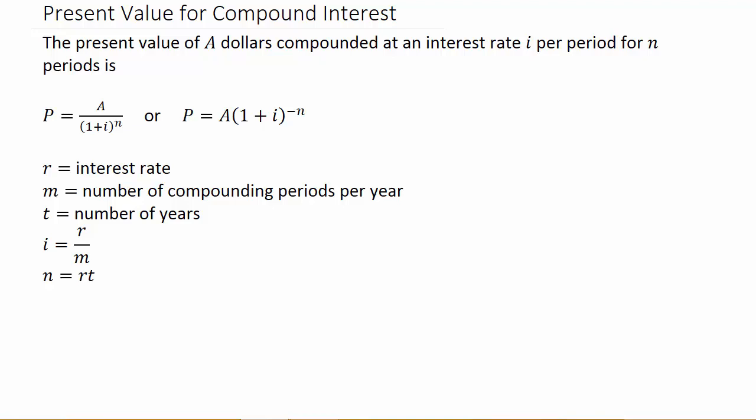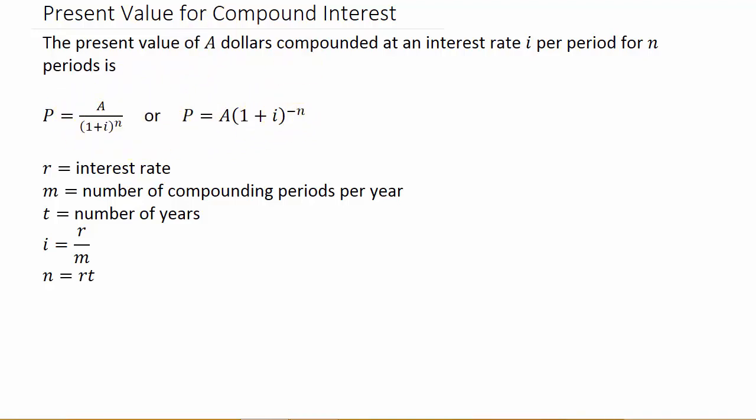Alright, so in this video we're going to look at present value for compound interest. It says that the present value of $A compounded at an interest rate i per period for n periods is P equals A over (1 plus i) to the n, or P equals A times (1 plus i) to the negative n. You can use either formula, it's the same thing.